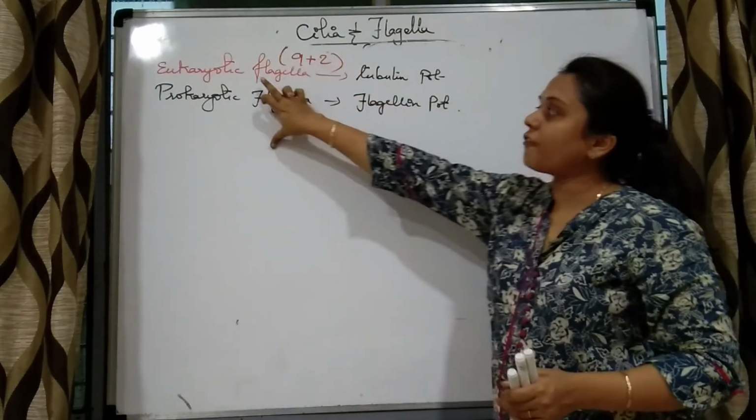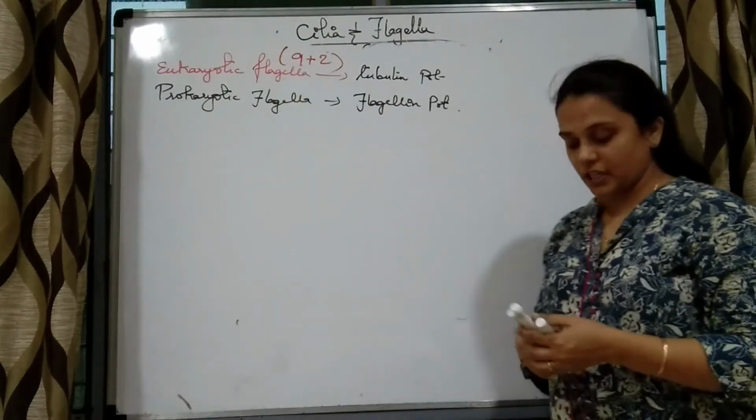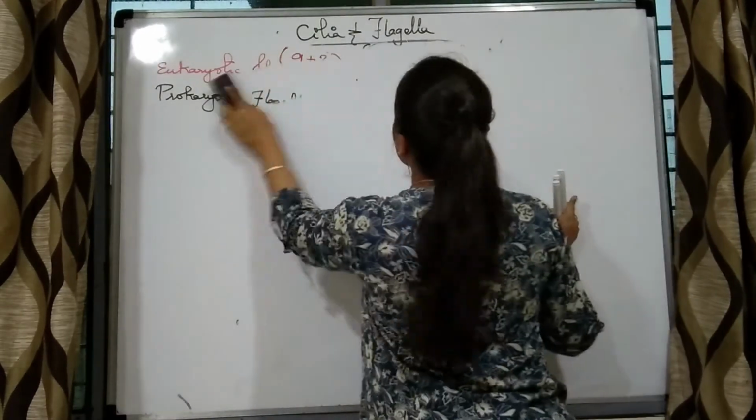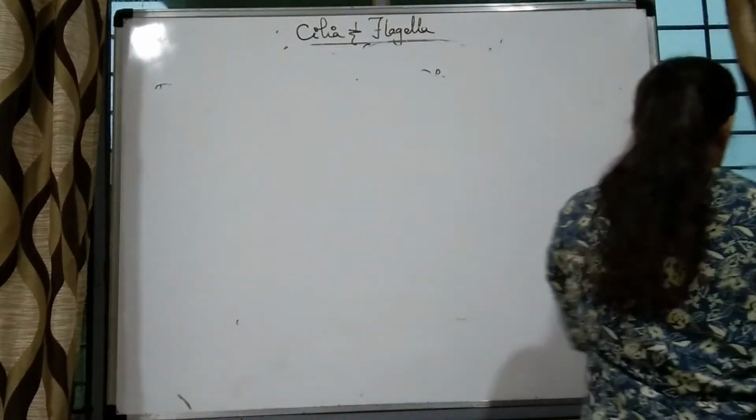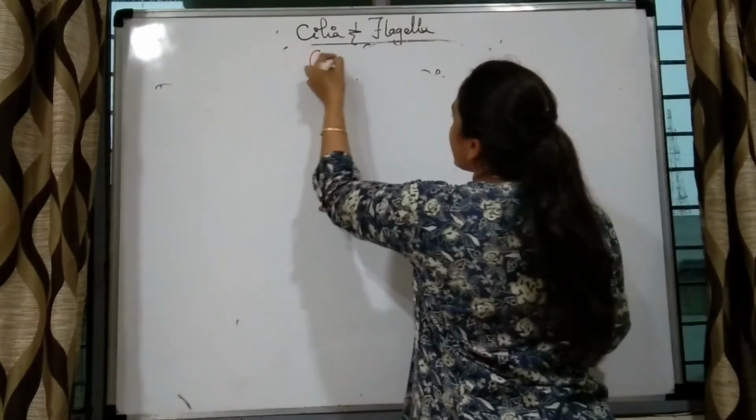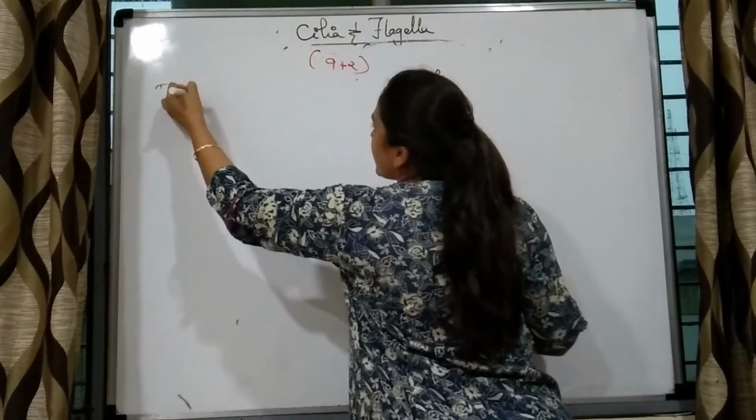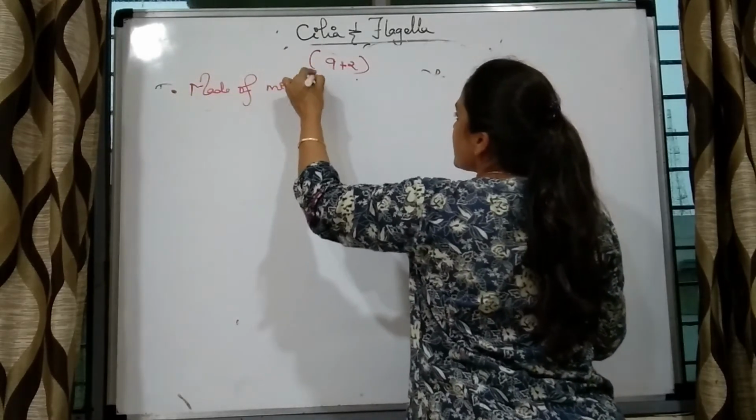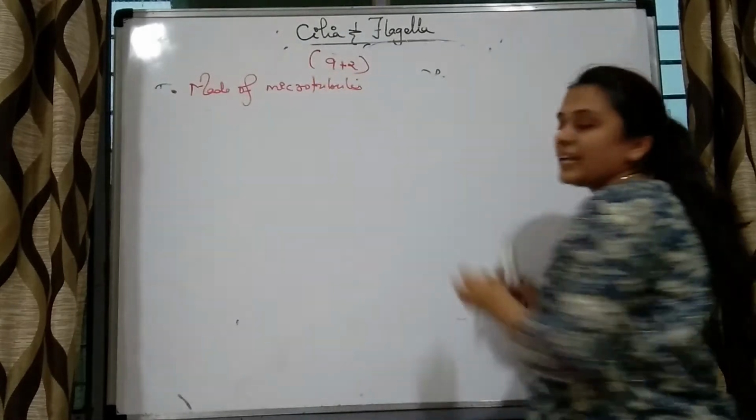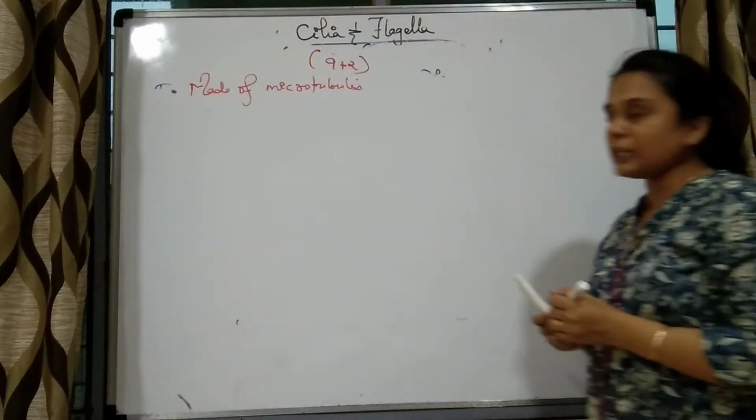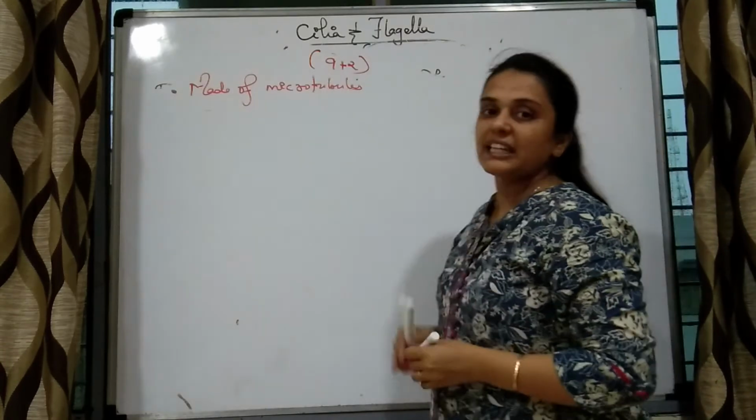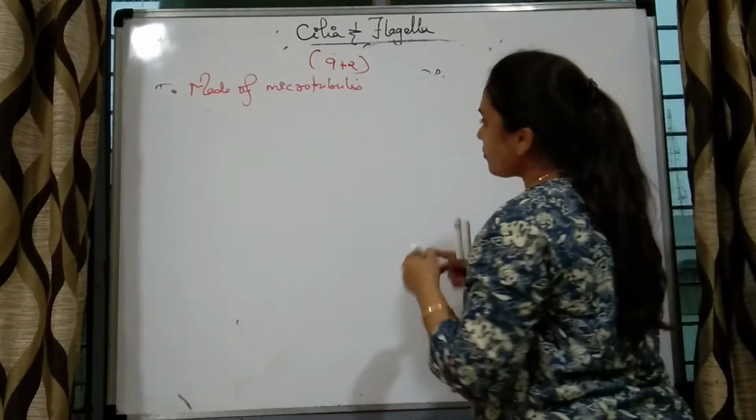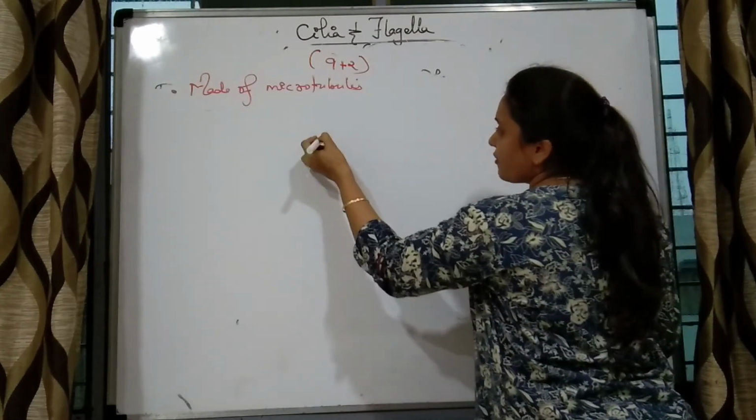The arrangement of eukaryotic flagella is 9 plus 2. This eukaryotic flagella is made up of microtubules, its main constitution, and these microtubules are made up of tubulin protein. Why we say 9 plus 2 arrangement, that we will study. So, what is the structure of cilia and flagella?